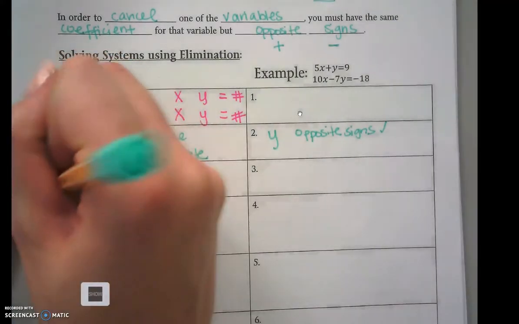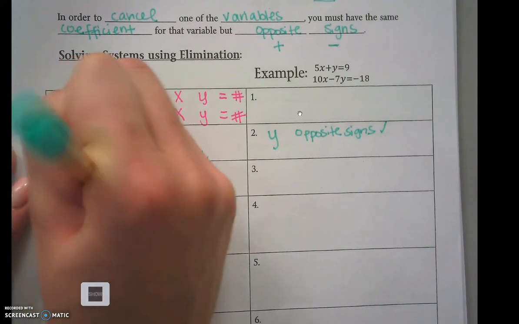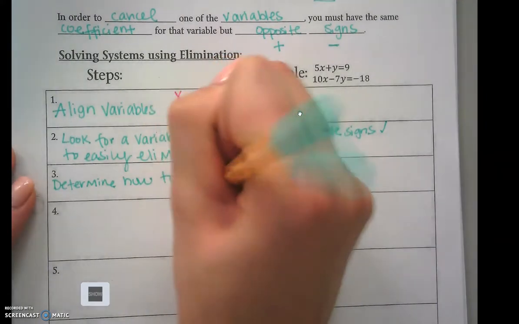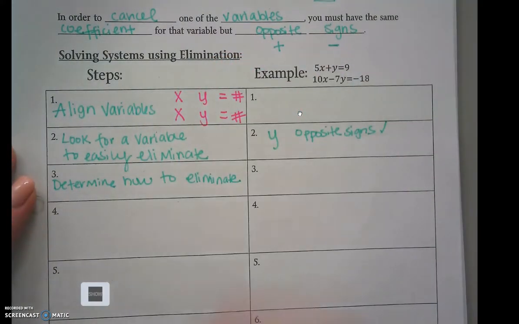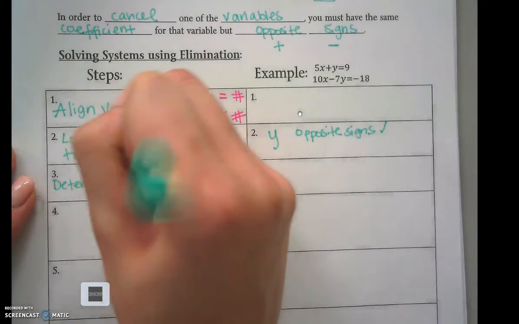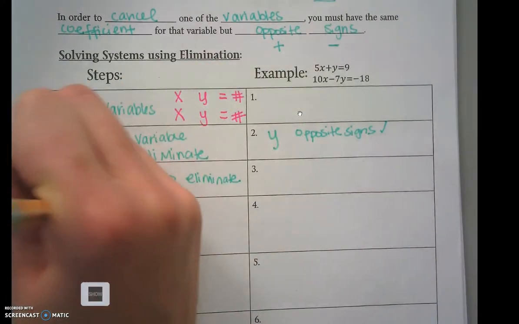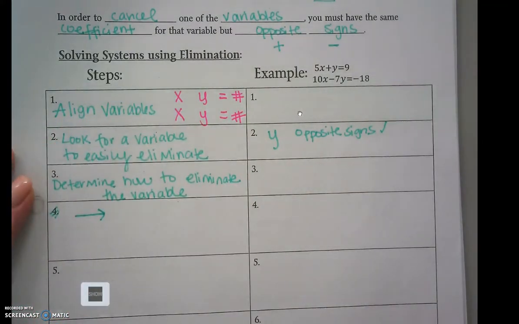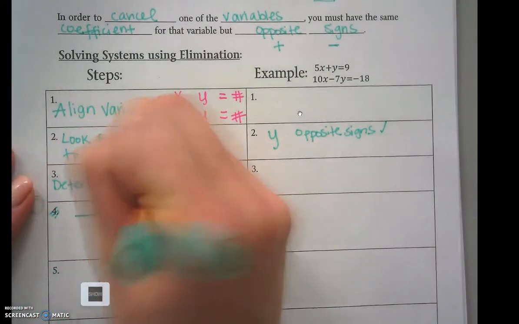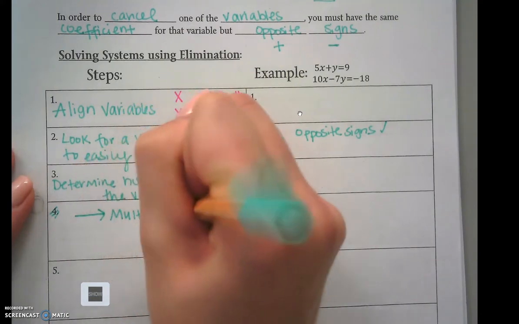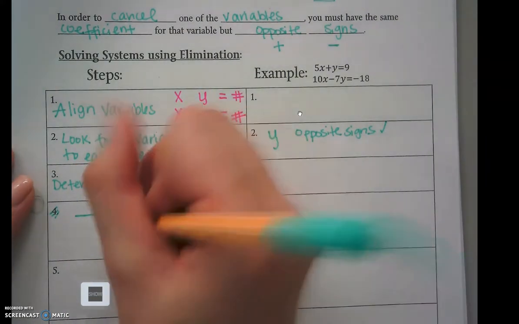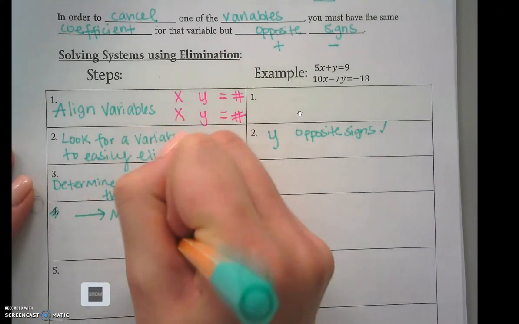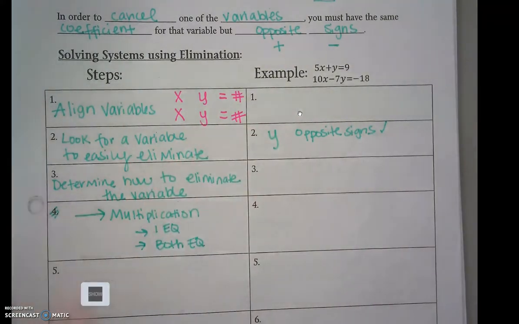Okay, so we're going to determine how to eliminate the variable. I'm going to scratch out number 4 here for more space. And we're typically going to do this, we're going to eliminate by multiplication. And when we multiply, we're either multiplying one equation or both equations in order to get that variable to eliminate.